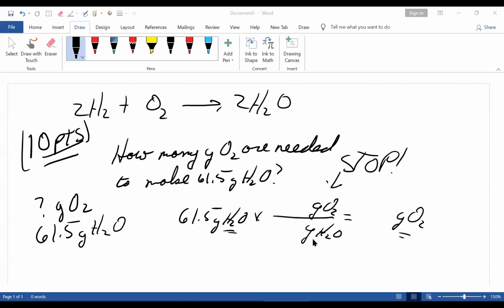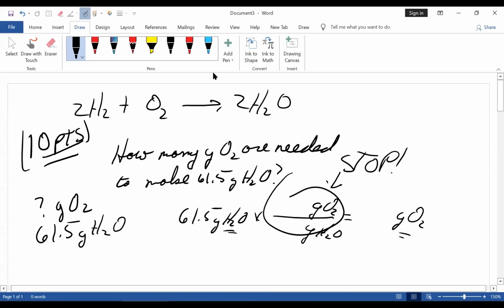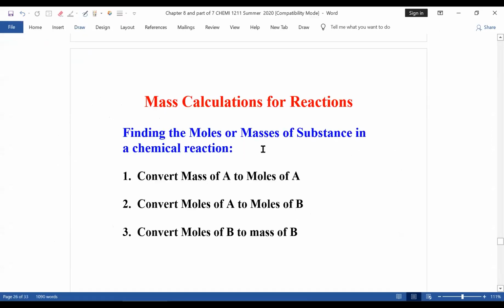I look at this and I say, stop. Why? Because there's no place I can find this ratio. Nowhere. There's nowhere I can find a relationship between grams of oxygen and grams of water. What do I do? Walk away from this? No. I go and look at the following. When you're doing mass calculations for reactions, finding out how many grams, you have to do 3 steps.